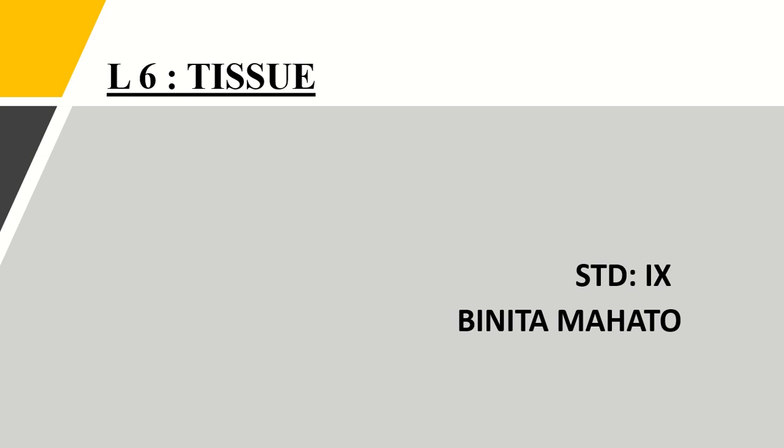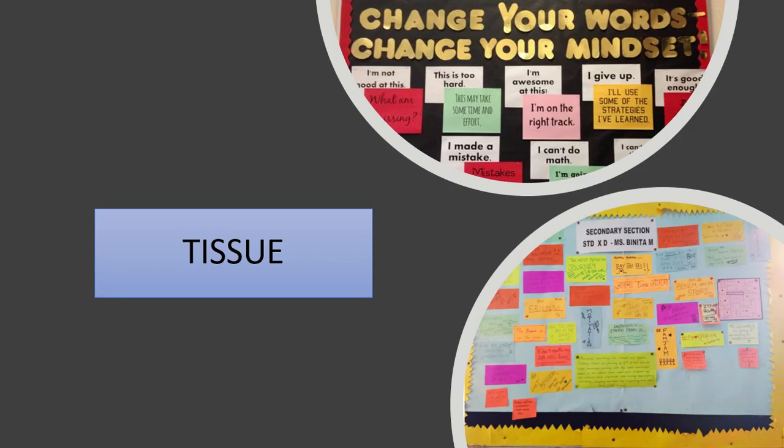Now, children, before I start the discussion of this chapter, Tissue, I want all of you to have a look at this visual, where two pictures of classroom display boards are there. I hope you will be able to relate with these two pictures. Now, children, tell me, whenever your class teacher asks you to do classroom display board, do all the students of your class participate in that activity?